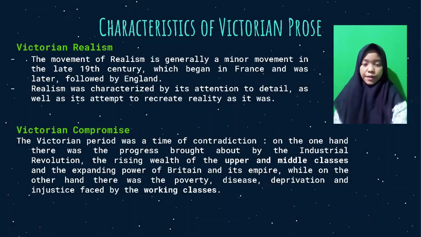Characteristics of Victorian prose. The first is Victorian Realism. The movement of Realism is generally a minor movement in the late 19th century, which began in France and was later followed by England. Realism was characterized by its attention to detail, as well as its attempt to recreate reality as it was.